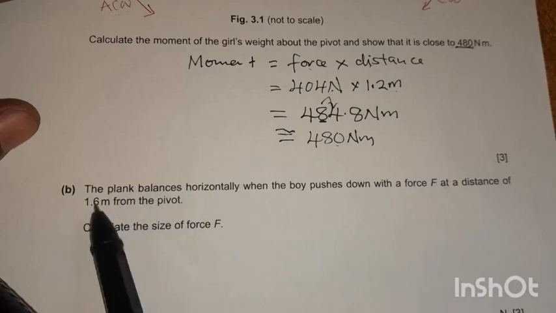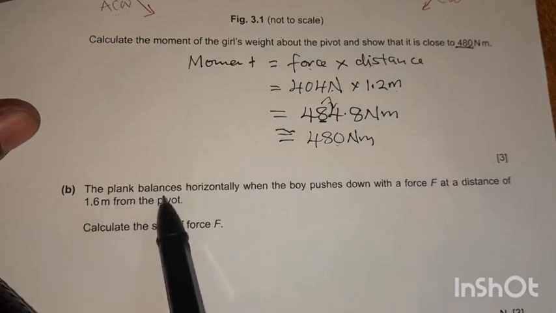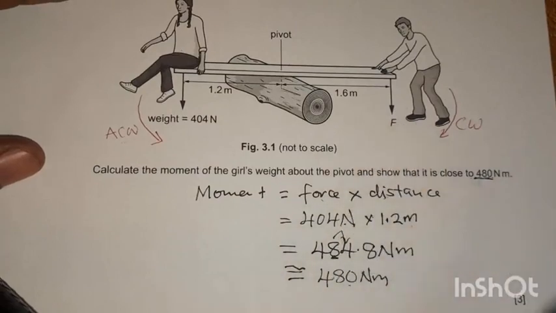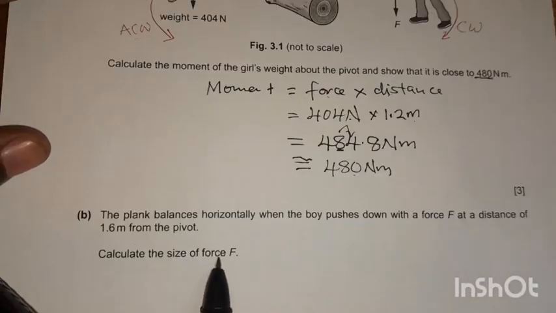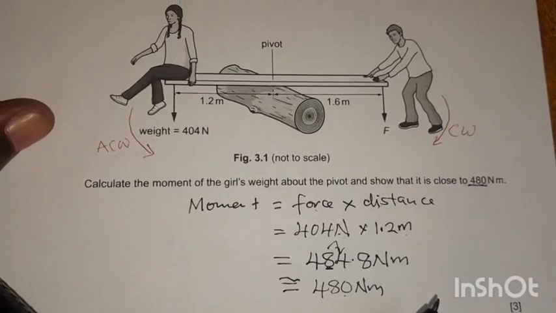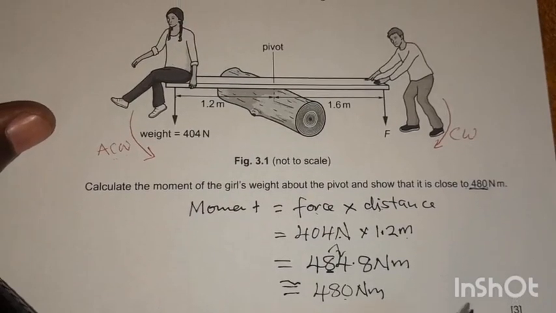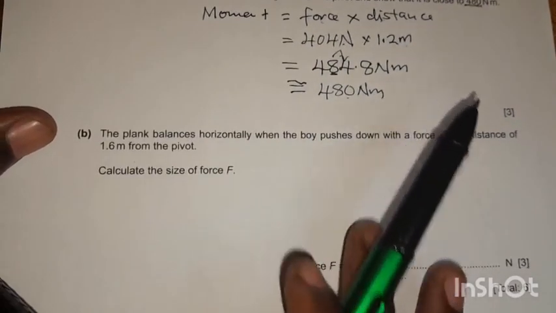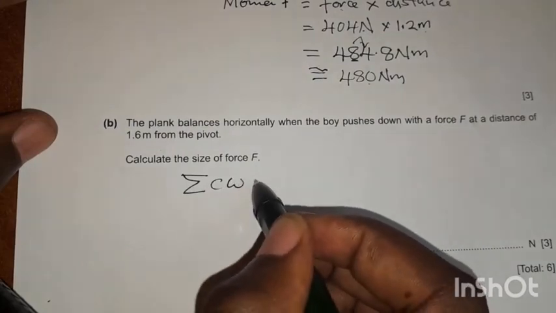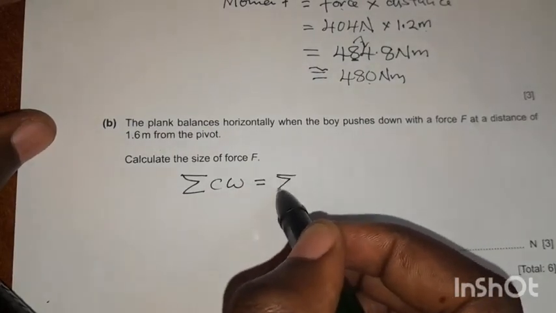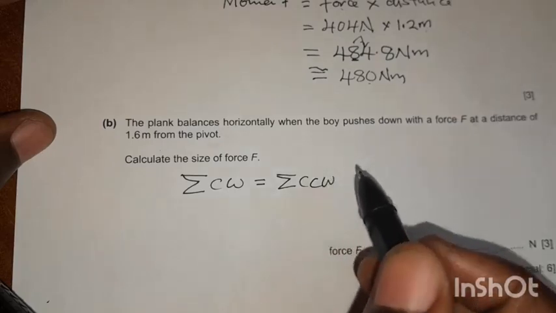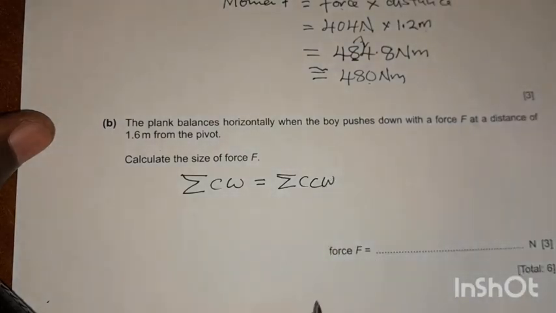The next question says the plank balances horizontally when the boy pushes down with a force F at a distance of 1.6 meters from the pivot. This force here, they're talking about this force. Calculate the size of force F. This question is testing if you know the principle of moment. The principle of moment states that the sum of clockwise moments is equal to the sum of counterclockwise moments, or anticlockwise moments.